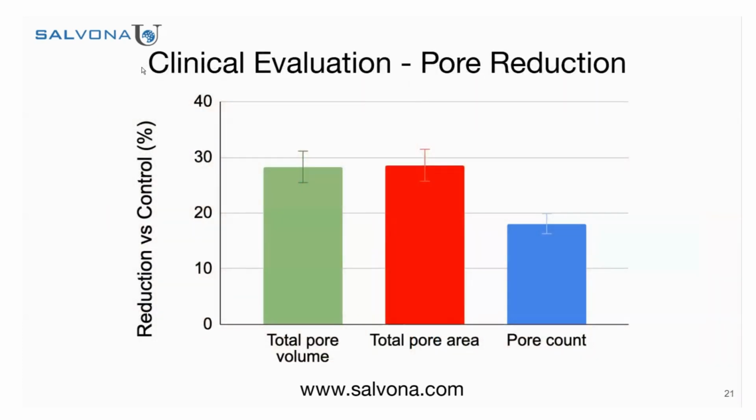For the pore reduction, some quantitative data: we see the total pore volume was reduced versus the control by 28%, the total pore area reduced by 28%, and the pore count was reduced by just about 20%. So we saw major improvements in all 3 areas of pore reduction, which is again indicative of smoother skin.